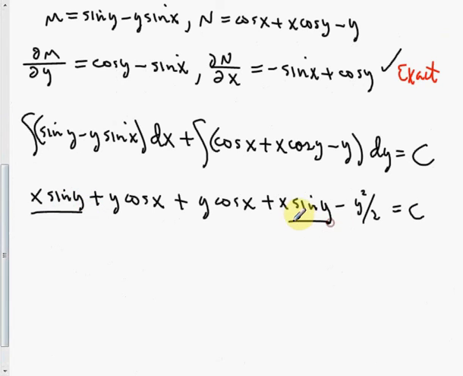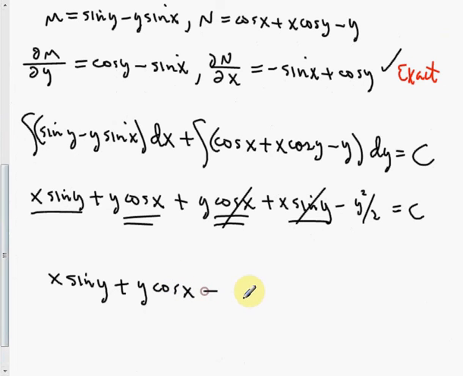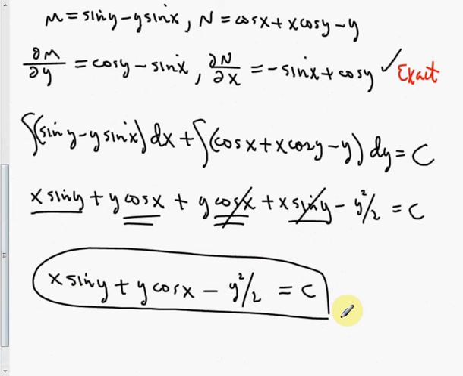Now I have an x sine y here and an x sine y there. So I'm going to get rid of one of them. And then I have a y cosine x and a y cosine x there. I get rid of one of those. What I have left is my answer. This is x sine y plus y cosine x minus y squared over 2 is equal to c.